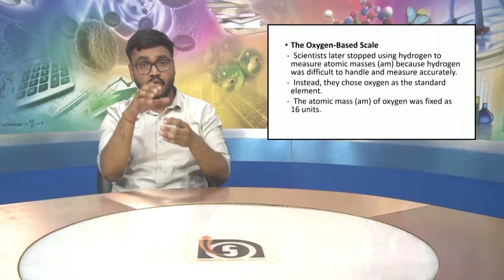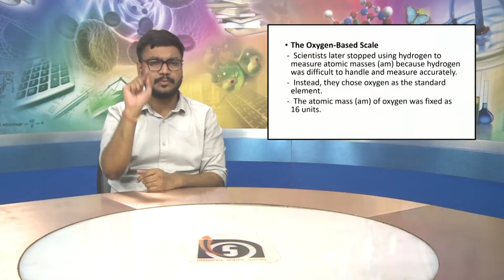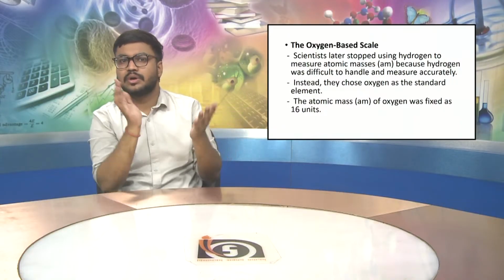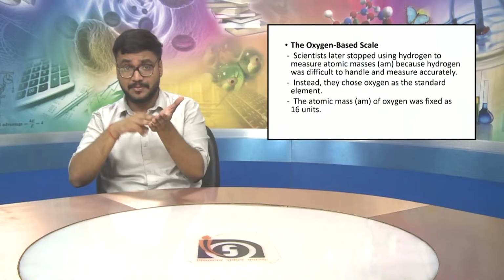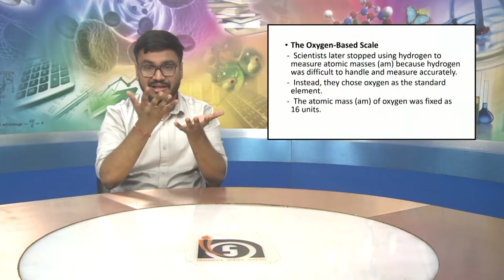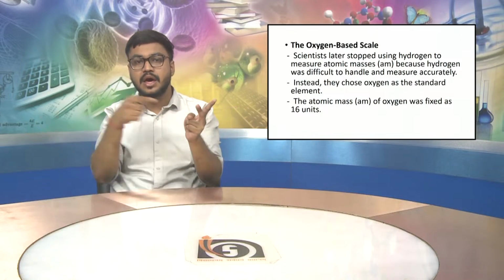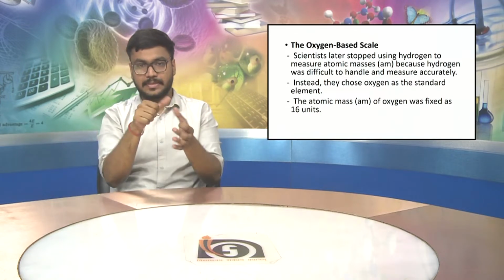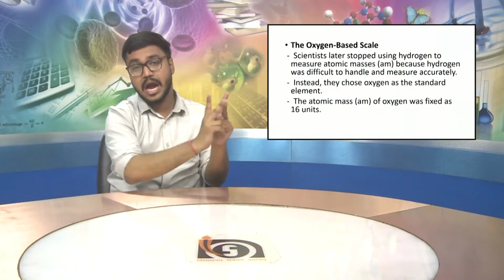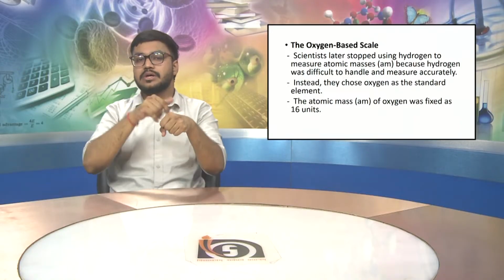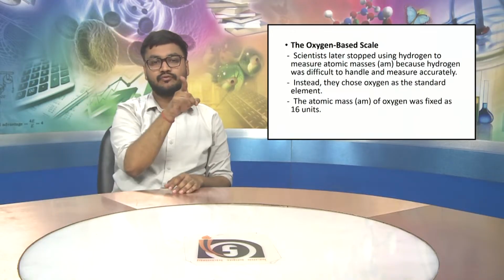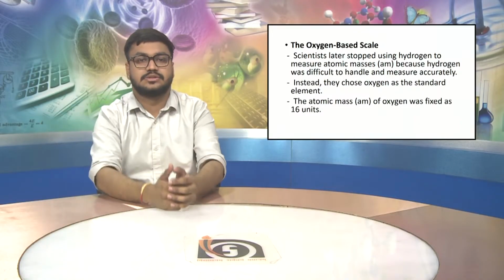We know what the hydrogen scale is, and later it was changed to an oxygen based scale. Scientists later stopped using hydrogen to measure atomic masses because hydrogen was difficult to handle and measure accurately. Instead, they used oxygen as the standard element, and the atomic mass of oxygen was fixed as 16 units.